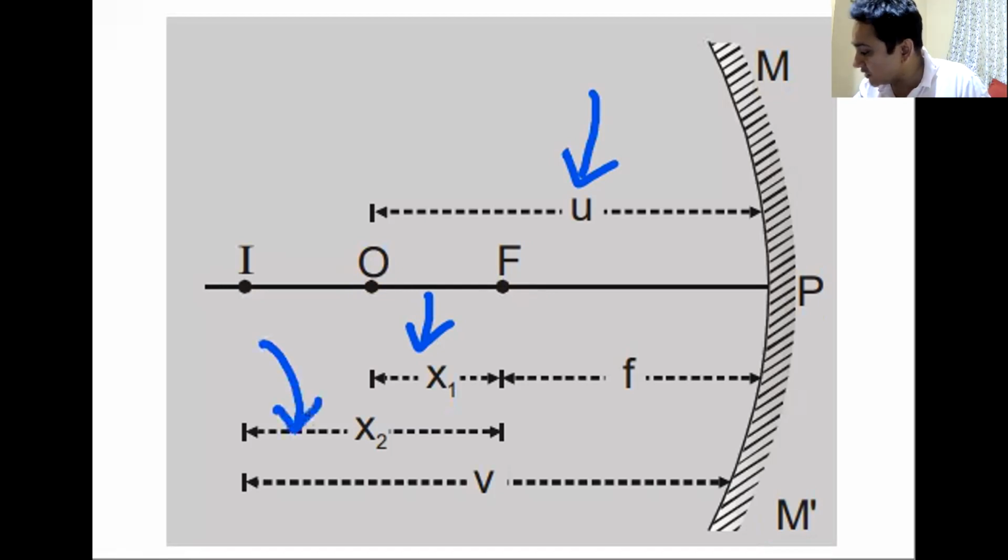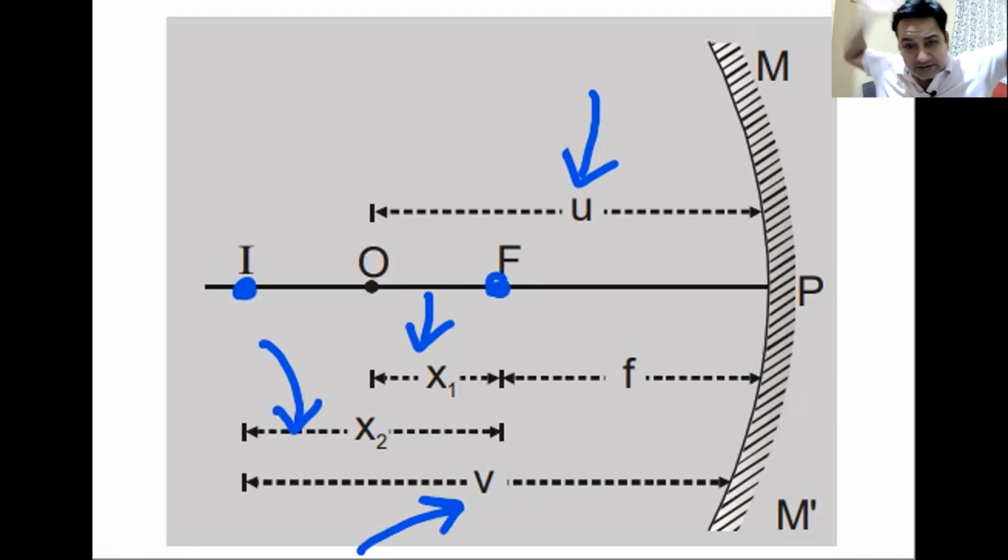X2 is the distance of the image from the focus. In the original formula, it was V. So U has been replaced by X1, and V has been replaced by X2. And when you do that, the formula looks very simple: X1 into X2 is equal to F square. This is known as Newton's formula.